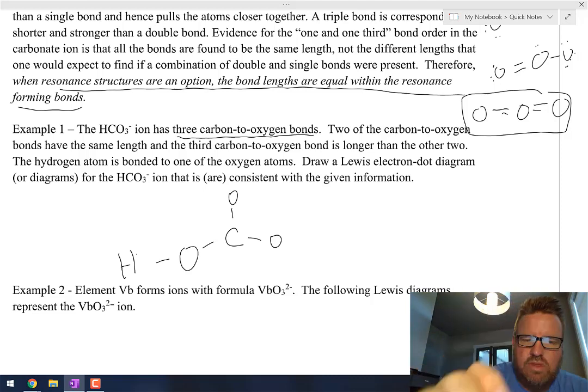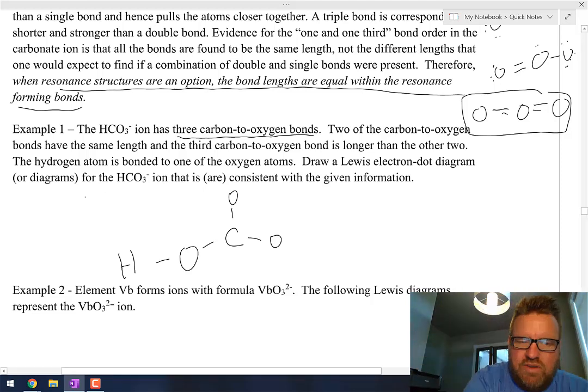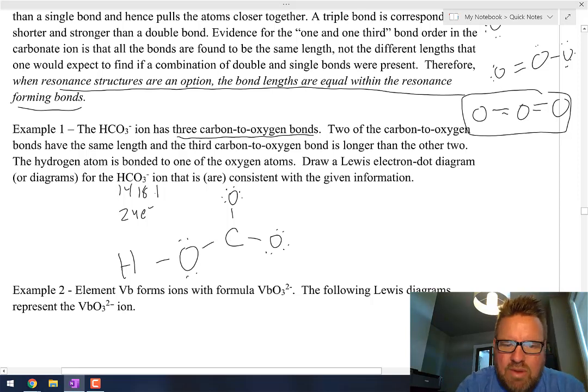Now, so let's back up here. Let's finish this. So we've got 1 plus 4 plus 18 plus 1. So that's 24 electrons all total. Let's put our dots here on our oxygens. And we need 4 on this one. Now let's look at our carbon. How many have we used? We've used 8, 8, and 8. So we've used all 24. We're out of electrons.